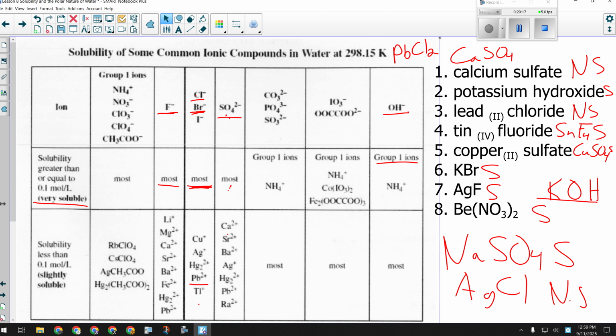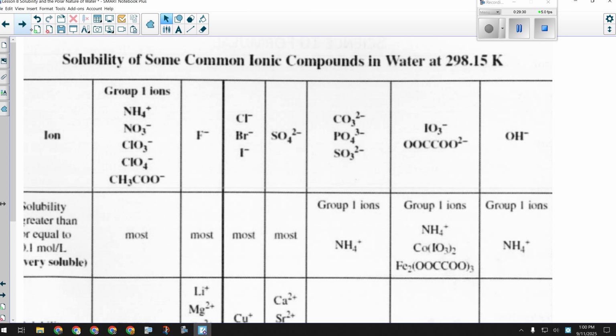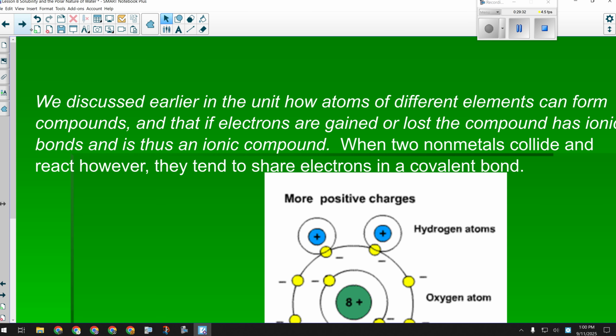Questions on how that works? Pretty straightforward. You have 4 of those on your quiz tomorrow. I'll ask you 4 compounds, soluble or not, on tomorrow's quiz. Okay, I'm going to give you guys about a 5-minute break here in the classroom, and then we will move on to the polar nature of water.